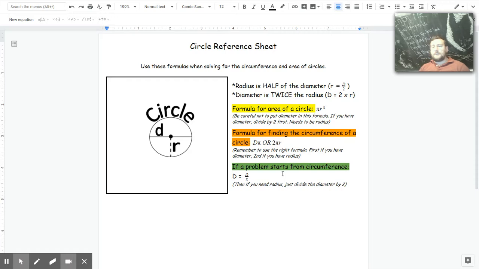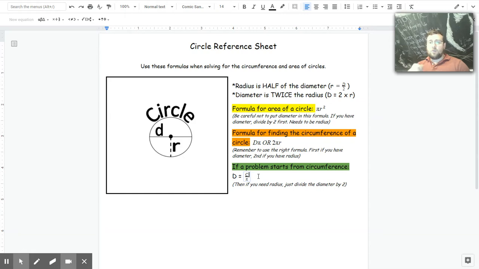Last but not least, if you're given a problem that has circumference, or it starts from the circumference, and you're trying to figure out what the diameter is, all you have to do is divide the circumference by pi to figure out what the diameter is. And then you can use the diameter to find out other things like the radius and even perhaps the area based on that radius. That is everything you need.